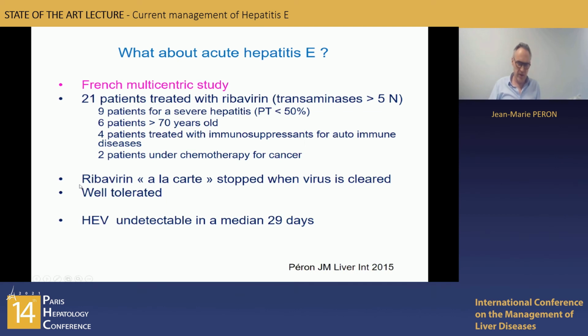The treatment recommended here is ribavirin à la carte, as we would say in France, which means that you stop treatment when the virus is cleared, and you do HEV testing every week with PCR and check the viral load. We showed that the treatment was well tolerated, and HEV was undetectable in a median of 29 days. So this is a proof of concept study. It does not confirm that you should treat patients with an acute HEV infection.